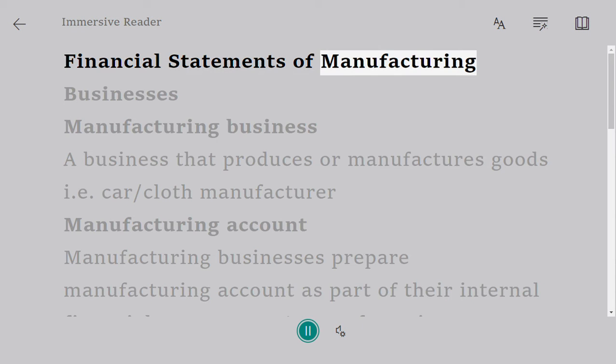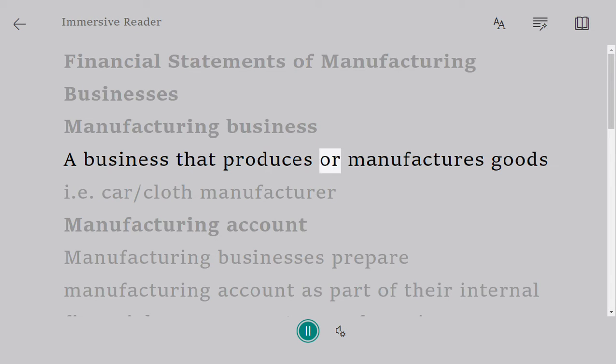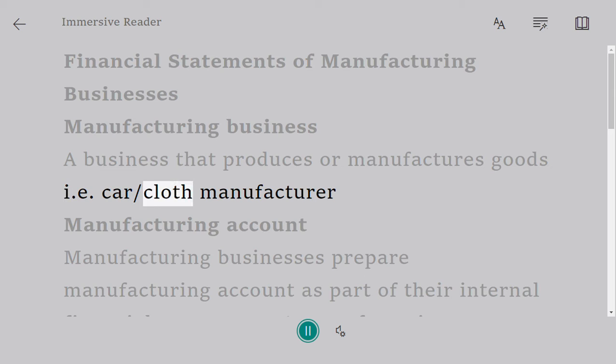Financial statements of manufacturing businesses. Manufacturing business: a business that produces or manufactures goods, i.e. car/cloth manufacturer.